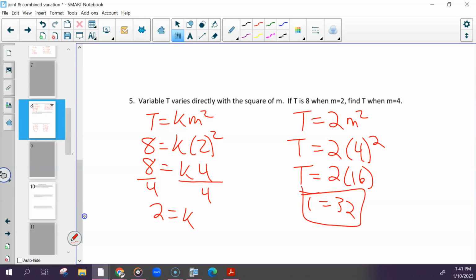Just like the last one, to check yourself, you would take that number you found and divide it by the numbers given. Questions on that one?